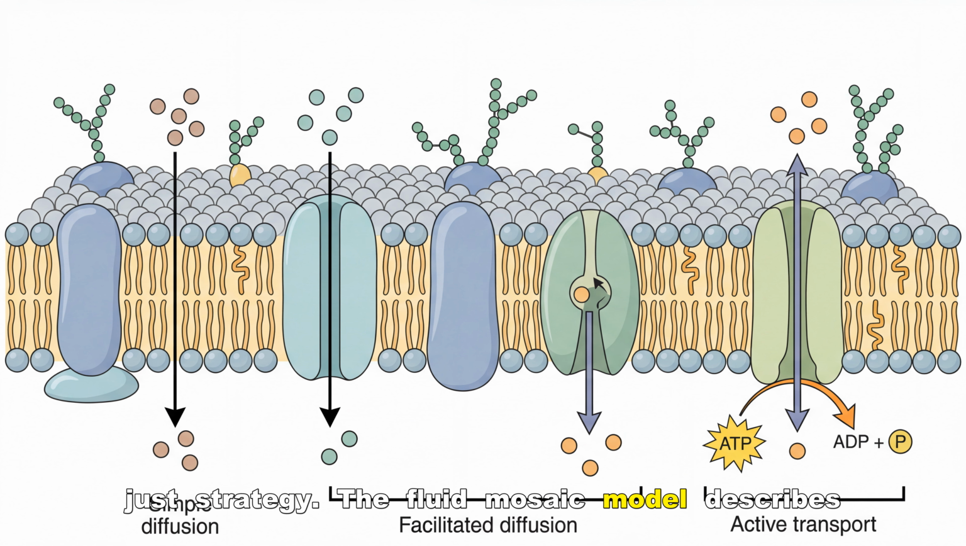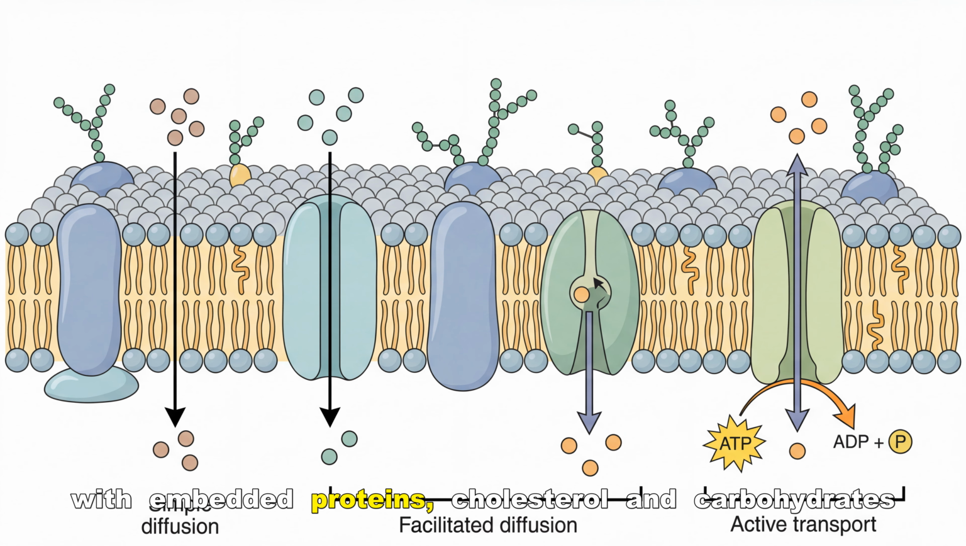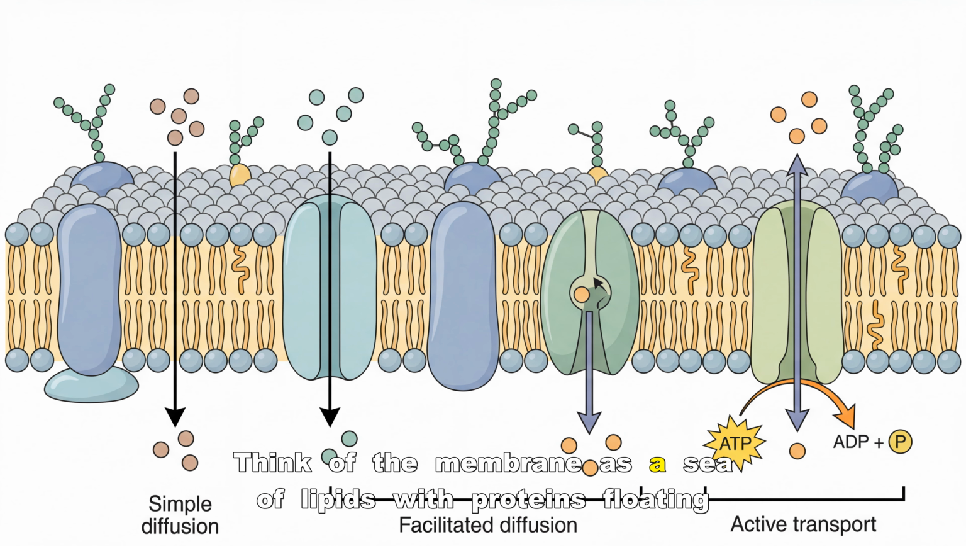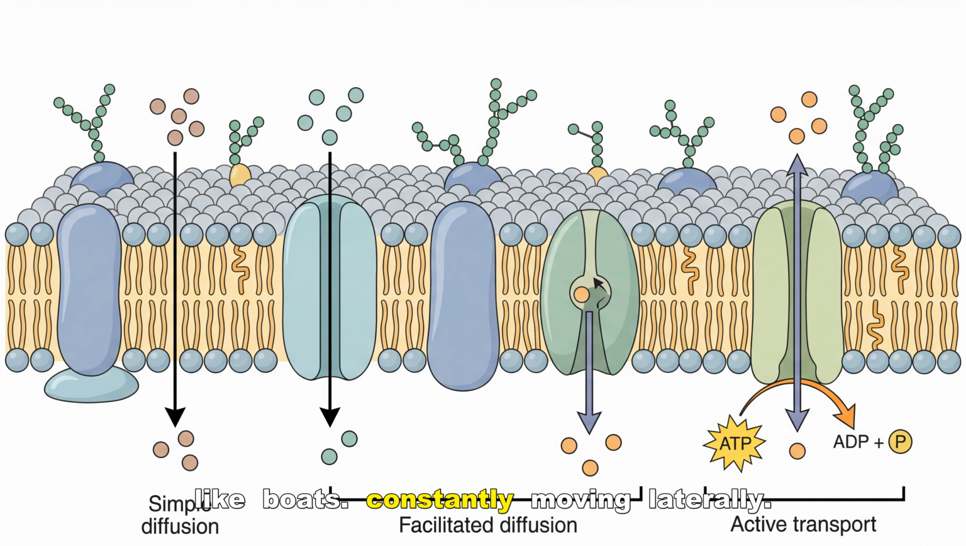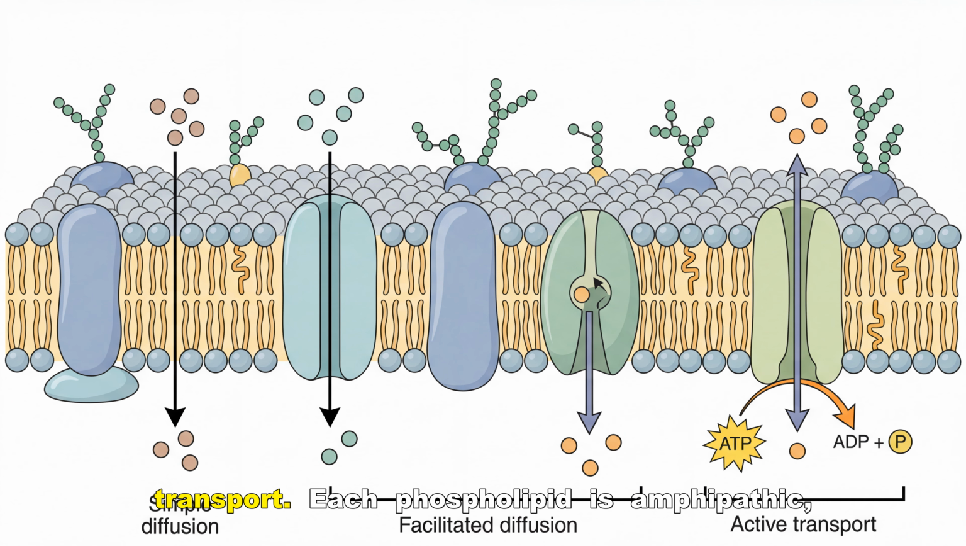The fluid mosaic model describes the cell membrane as a dynamic phospholipid bilayer with embedded proteins, cholesterol, and carbohydrates that regulate structure and function. Think of the membrane as a sea of lipids with proteins floating like boats, constantly moving laterally. This fluidity is crucial for processes like signaling and transport.